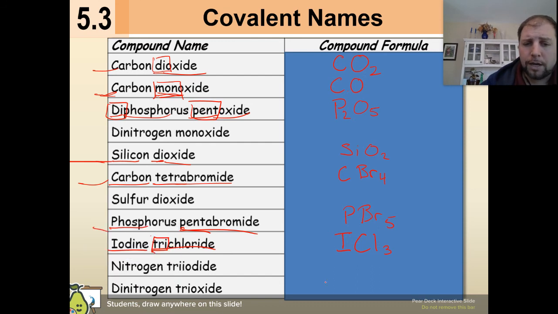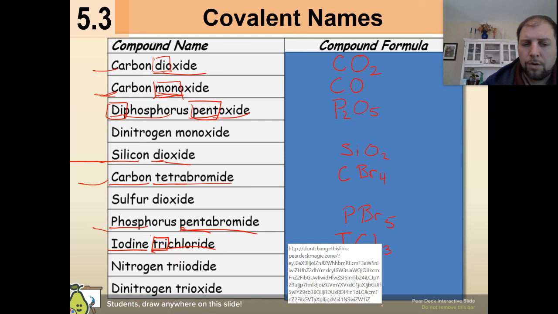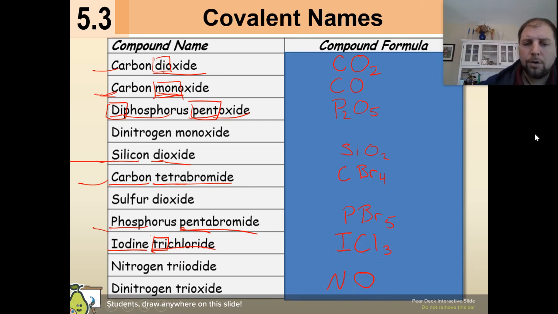Okay. Let me do one more down here. Dinitrogen trioxide. Okay, so nitrogen, N, oxide, O. Dinitrogen, di, which means 2, so there's 2 nitrogens. Trioxide, that means 3. There's 3 oxygens.